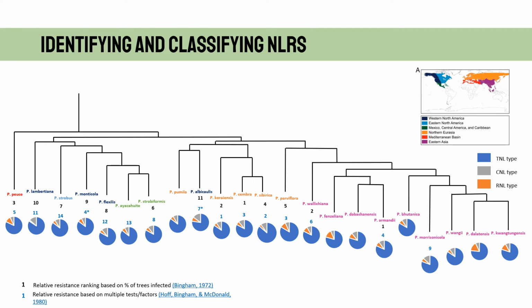And going forward, this will be really interesting to look at, specifically at the RNL genes that might be shared across the Asian species, and looking into orthologous groups and alignments of these.